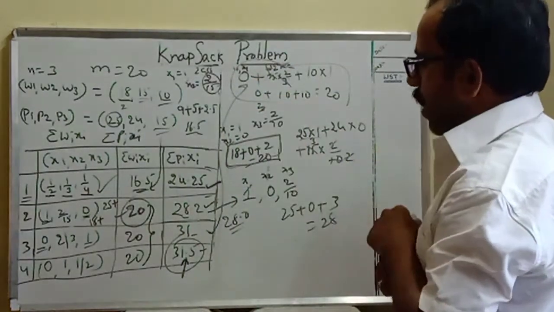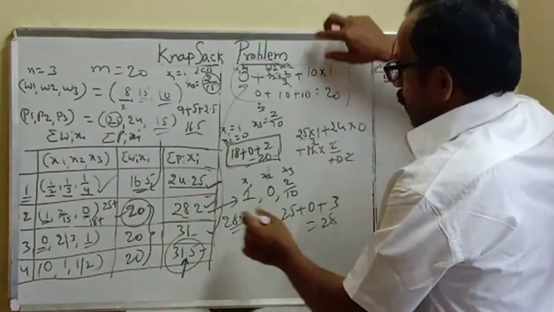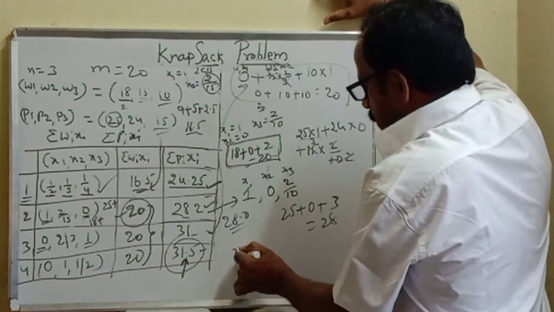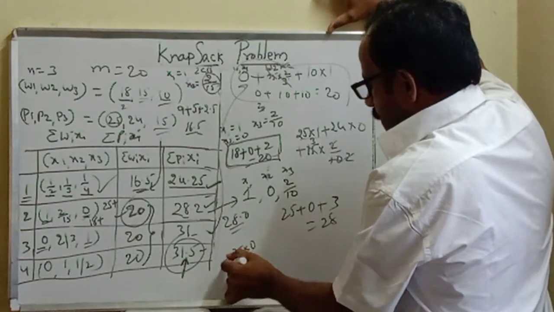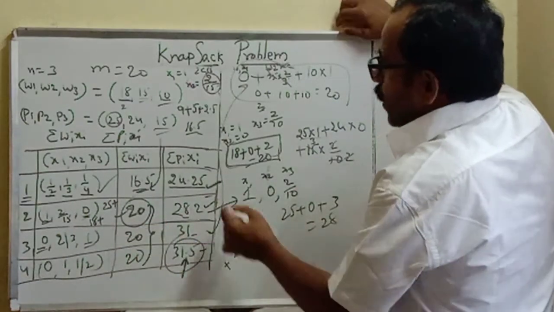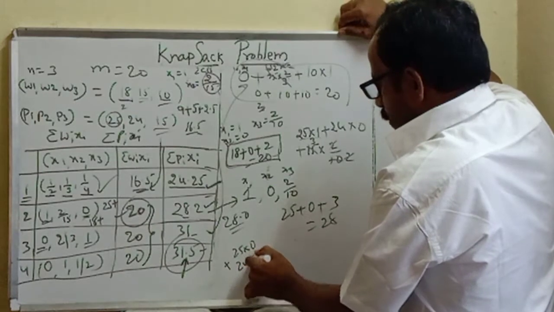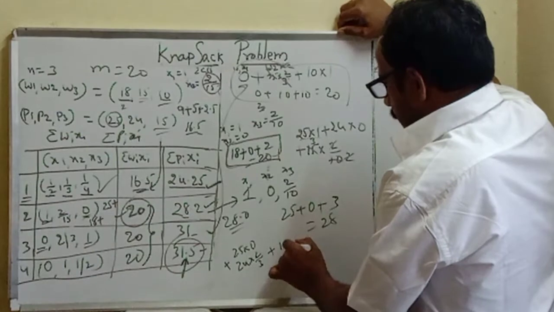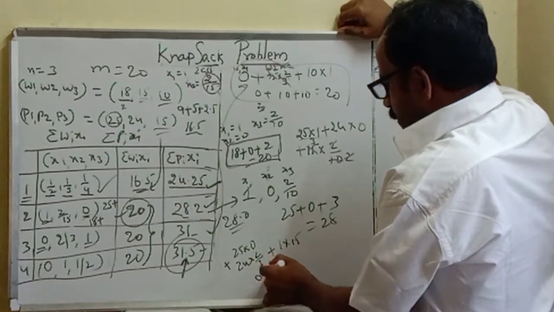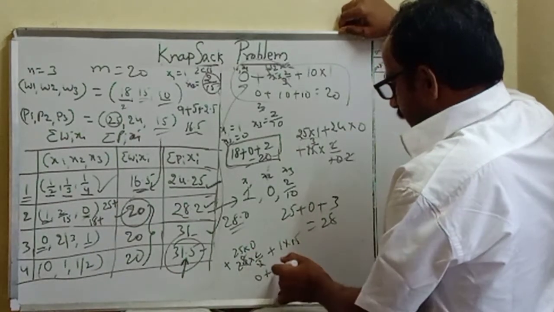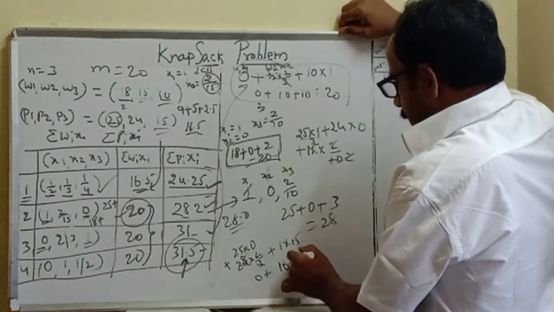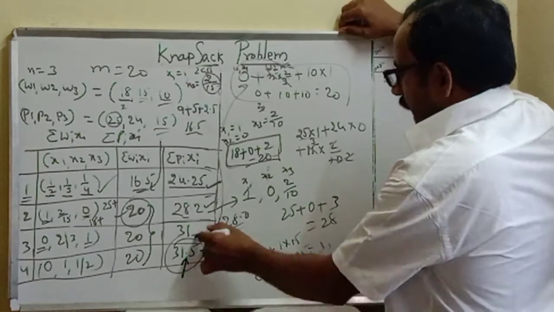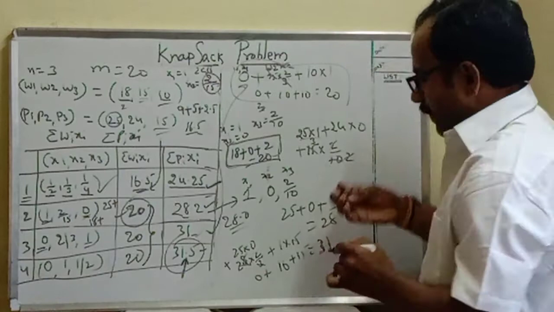But how much profit can I get? 25 into 0, plus 2 by 3 into 24, plus 1 into 15. So 25 into 0 is 0. 24 into 2 by 3: 8 into 2, 16. Plus 15. How much profit do I get? 31 units profit I can get.